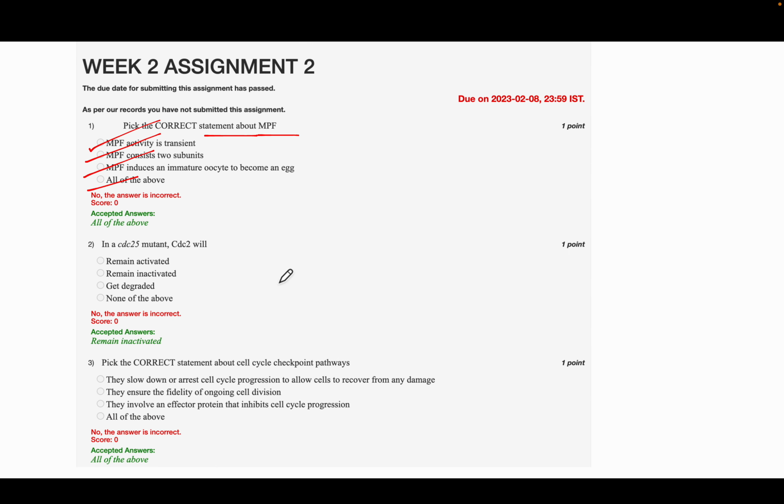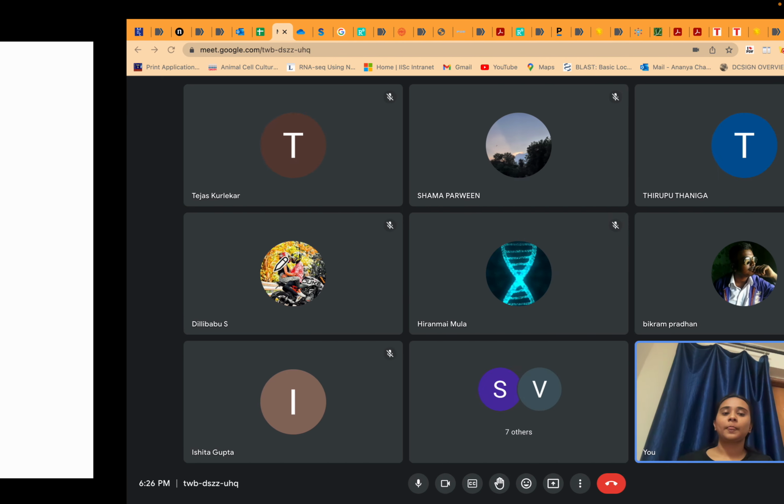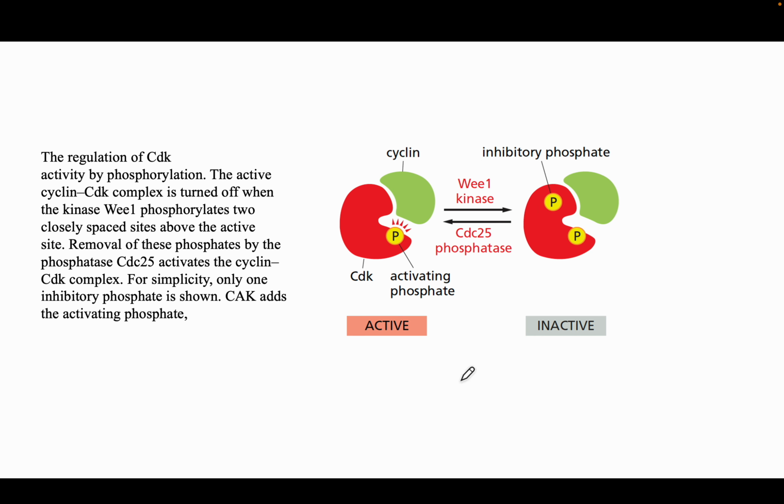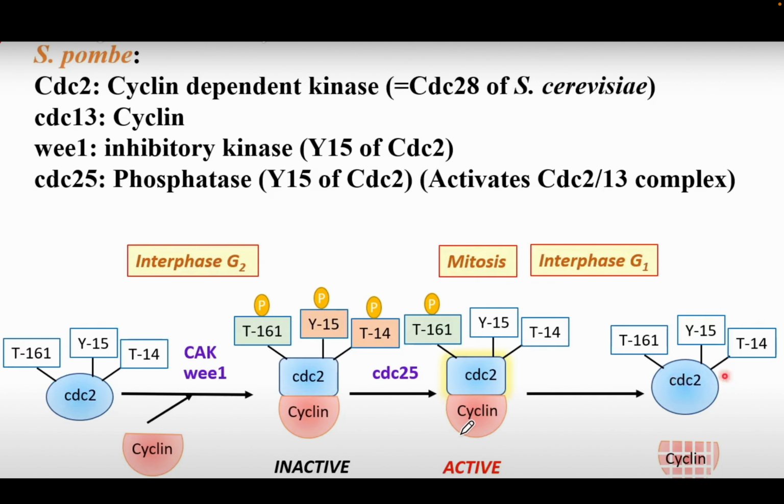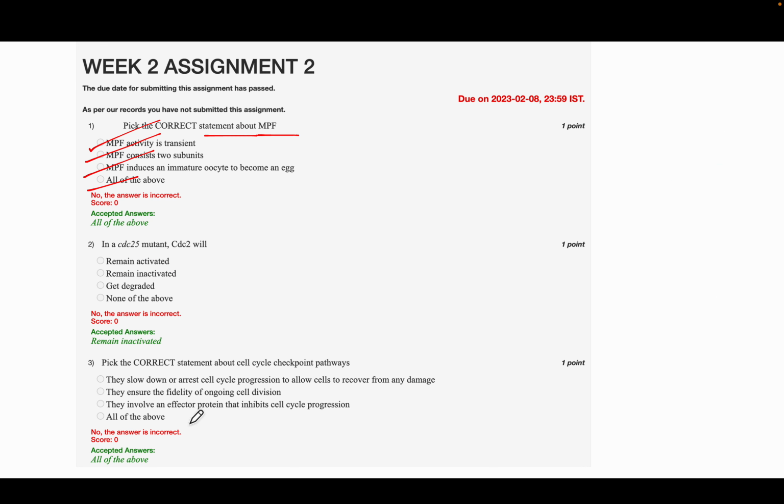Now the next question is that in a CDC25 mutant, CDC2 will... So in a CDC25 mutant, what will happen to CDC2? If we see this diagram, you have to understand this chart. This is basically cyclin and CDK activities during interphase, G1, G2, S and mitosis phase. We are concerned in the question about the CDC25 mutant, what happened to CDC2? So we will eventually see that when CDC25 remains mutated, the CDC2 will remain inactivated.